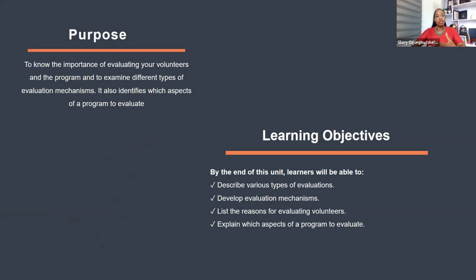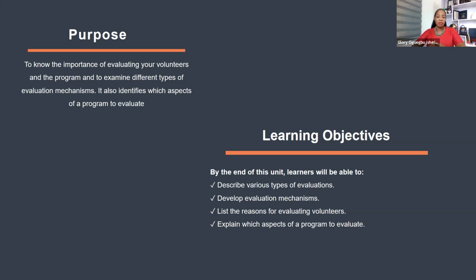And we're going to look at the purpose and learning objectives of this session. Now, today we're going to learn the importance of evaluating your volunteers and the program, and to examine different types of evaluation mechanisms. The session today will also identify which aspects of a program to evaluate, right?